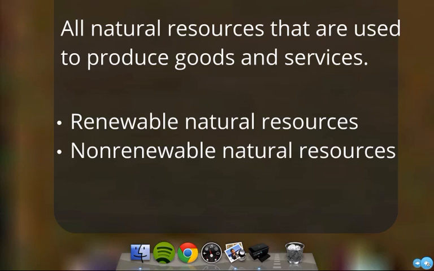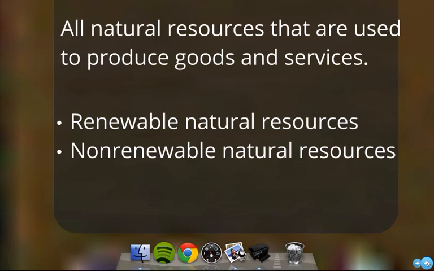So if we're talking about a renewable natural resource, we're talking about, let's say trees. Trees are a renewable natural resource because they continue to perpetuate themselves, and so that would be something that we could renew. If you cut one down, you can replant a tree, and that continues that cycle.